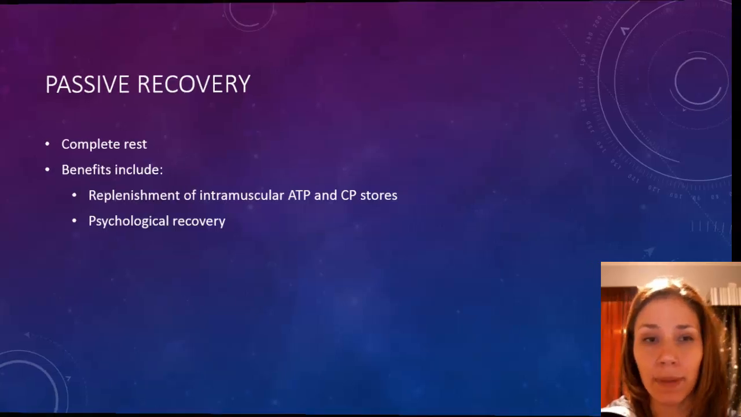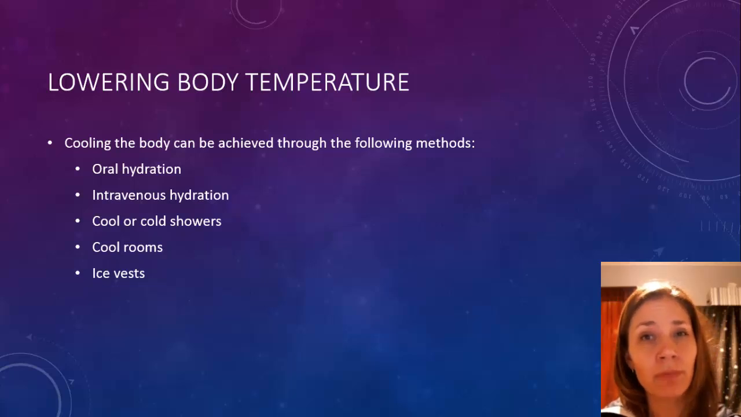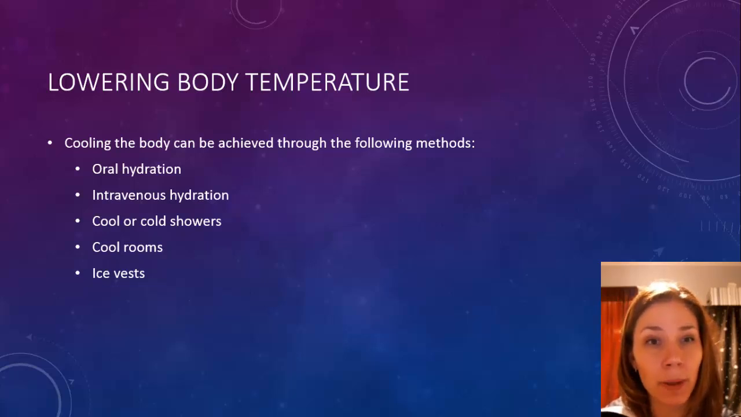Alright, so lowering body temperature, that's really important. Say if you've done a marathon, triathlon, a heavy training session, or if you've played a heavy game in the heat, often your body can overheat, as we looked at in the previous video. And there's some different ways that you can lower your body temperature. Just oral hydration, so just drinking water, intravenous hydration, which I don't know if they've actually proved to be any more effective, and that means that the liquid's going through a drip.